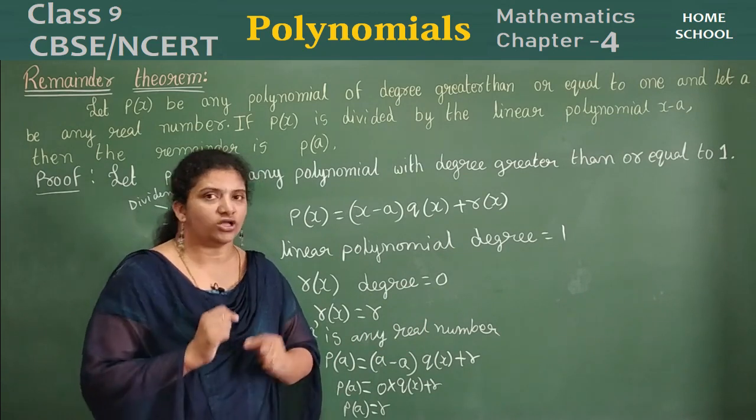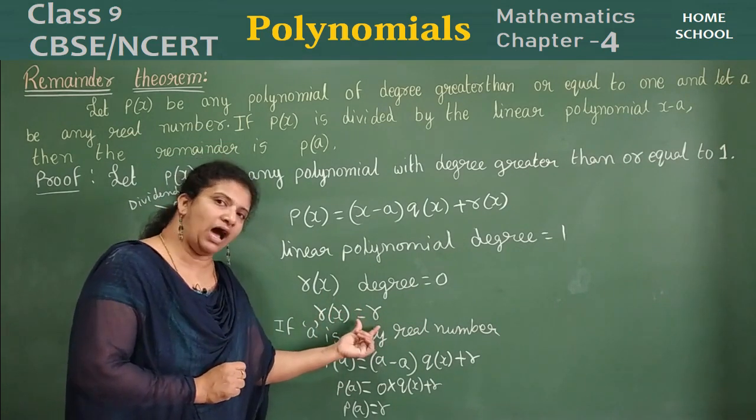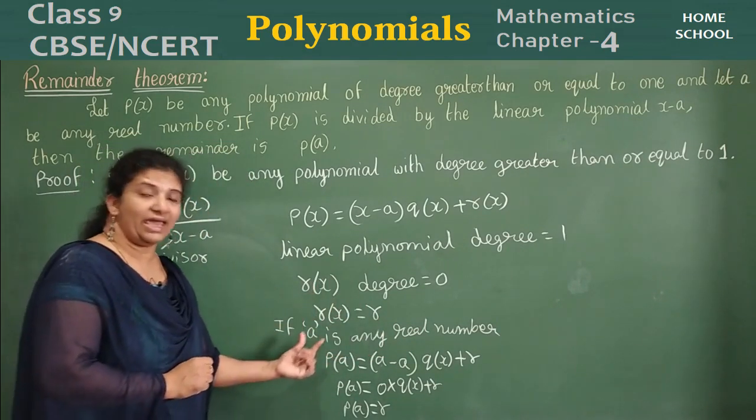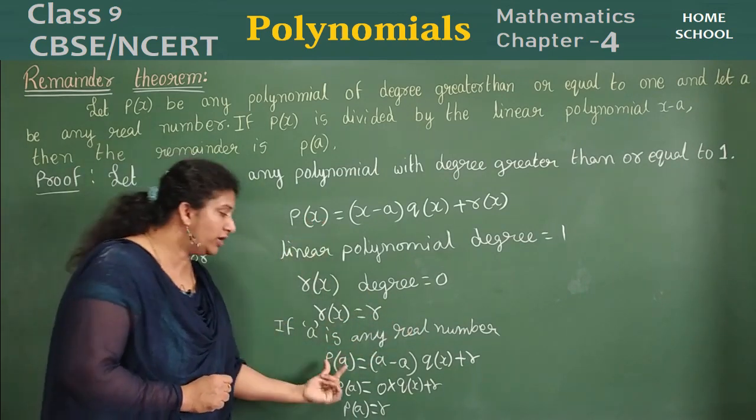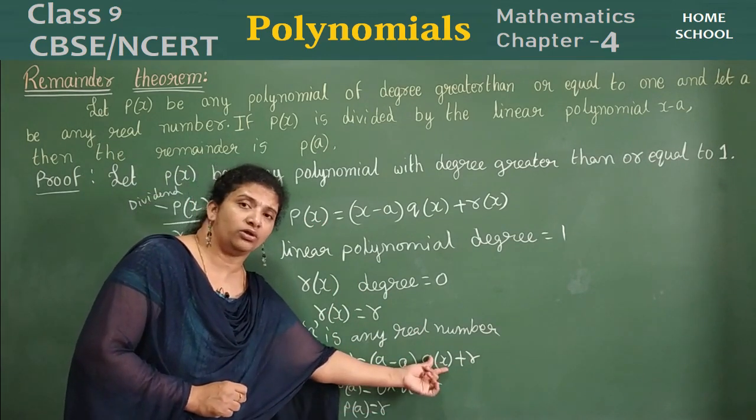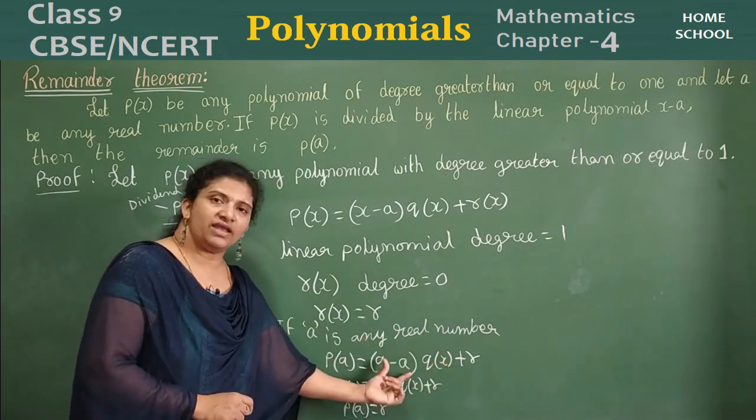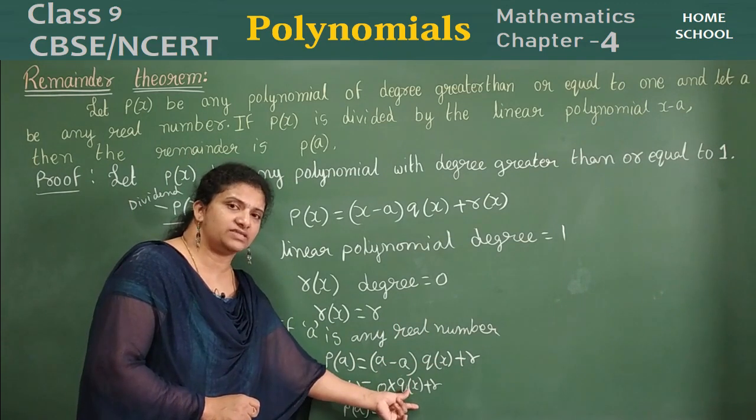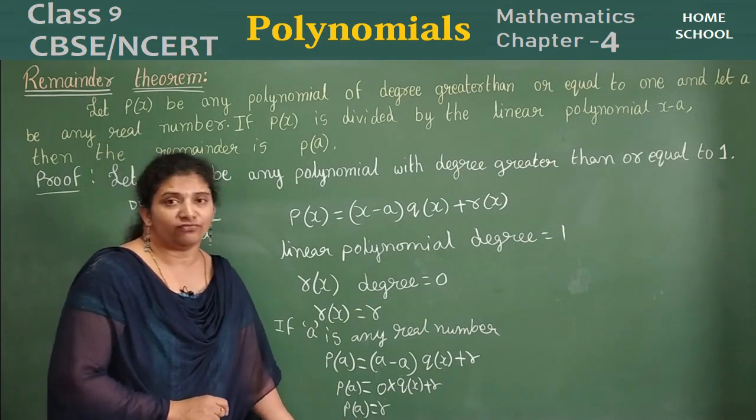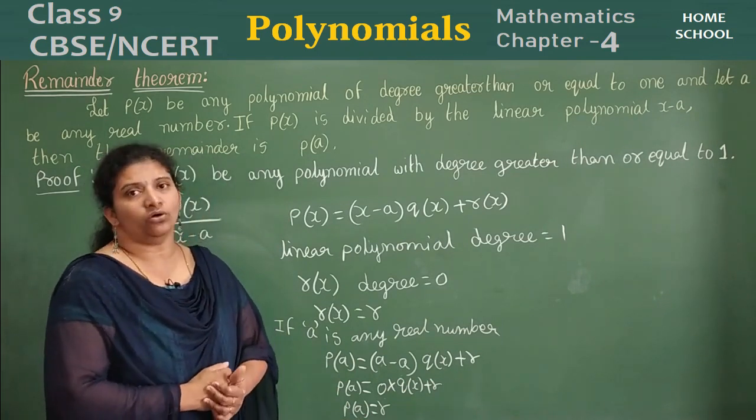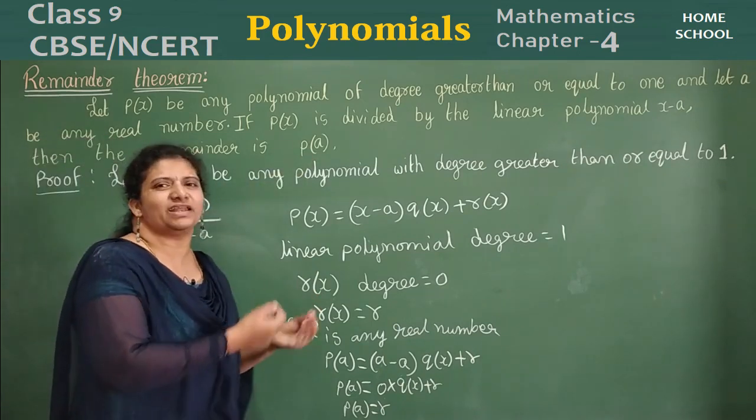Then it becomes a constant polynomial, or I can take the remainder r of x is equal to r also. Therefore, if a is any real number, substitute that a in the place of x. What are you going to get? a minus a is 0, into q of x, plus r. In place of r of x, I have written here r. a minus a will be 0. 0 into q of x is 0, plus r. Therefore, finally, r is equal to P of a. Therefore, the remainder is equal to P of a. That's it. Hence, it is proved. This is your simple remainder theorem, children.